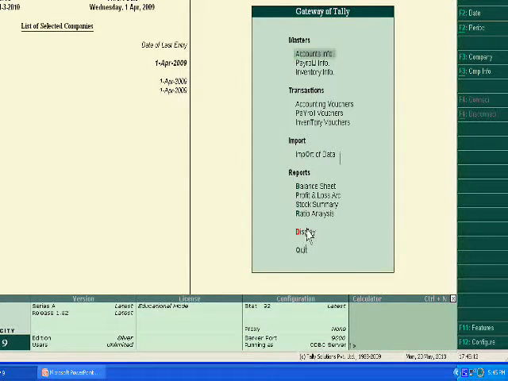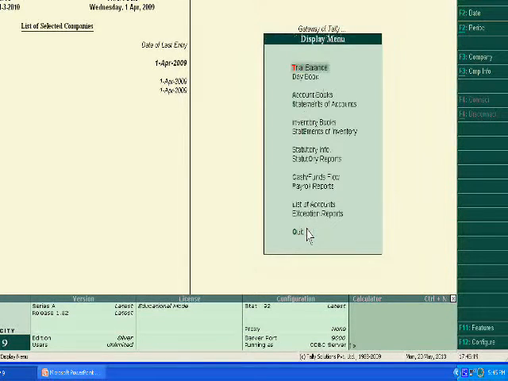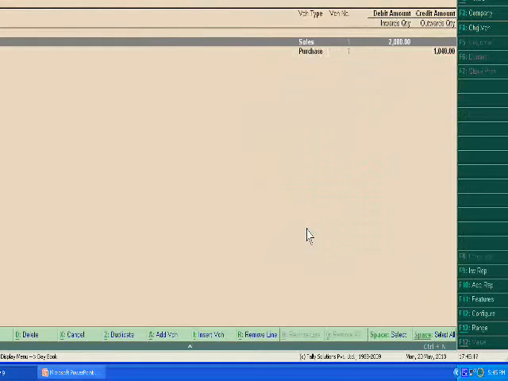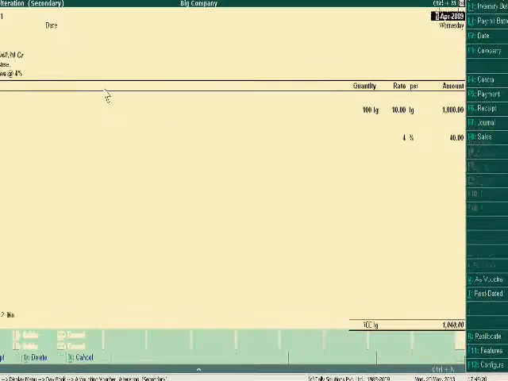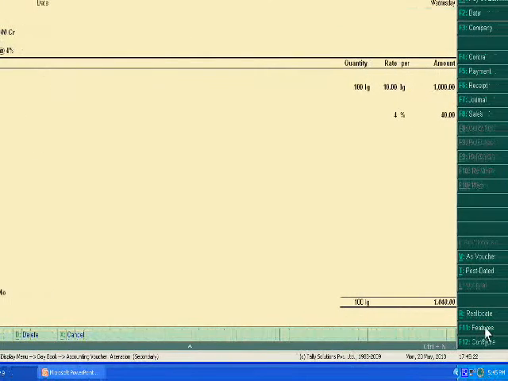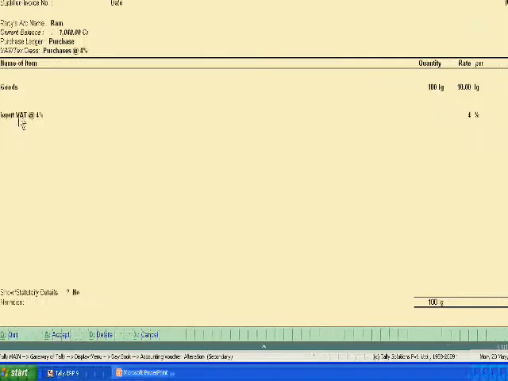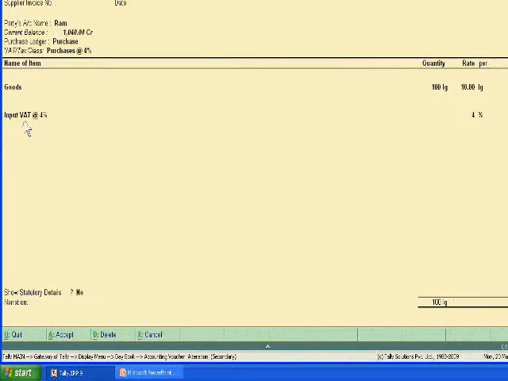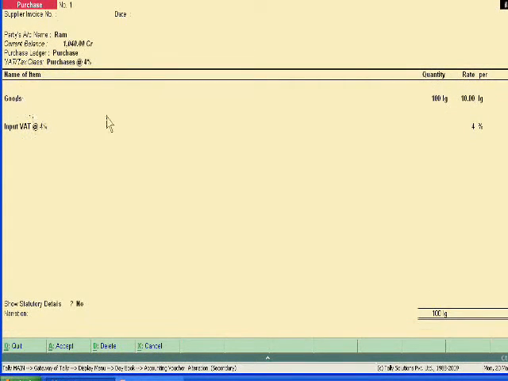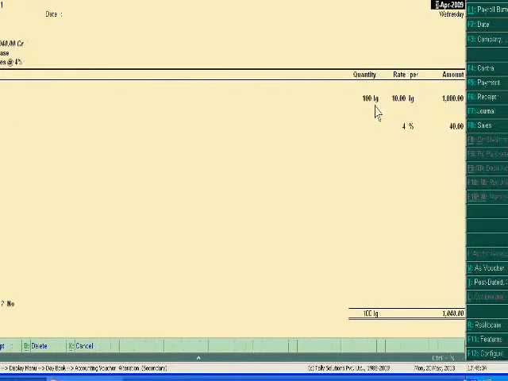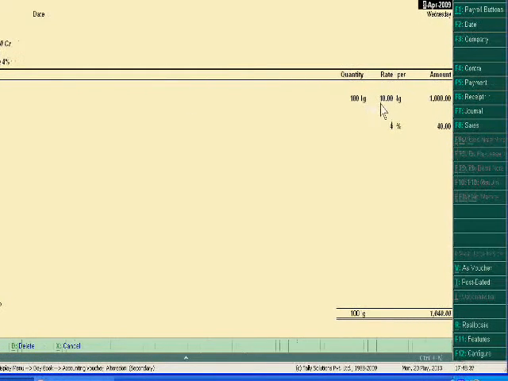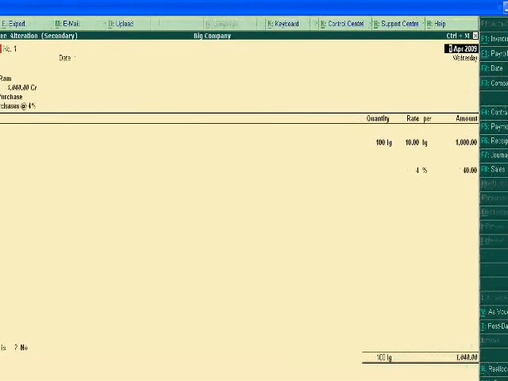First of all, I am showing what we have passed. This is our day book. We have enabled the VAT feature, and we have created input VAT and output VAT, and we have passed the entry by buying 100 kg goods at 10 rupees. 1000 is the cost and the input VAT is 40. This is the entry of purchase.